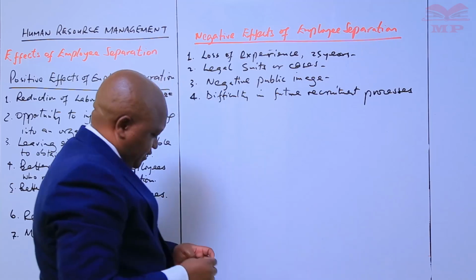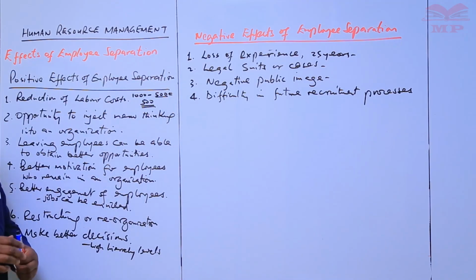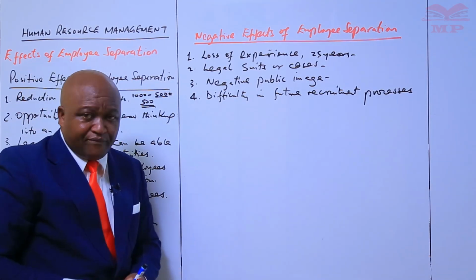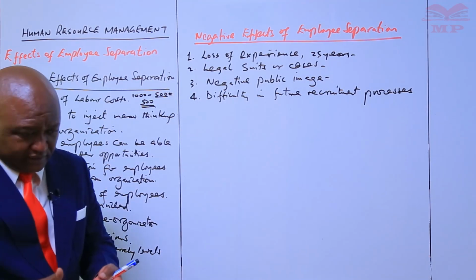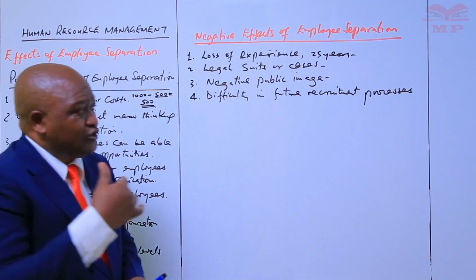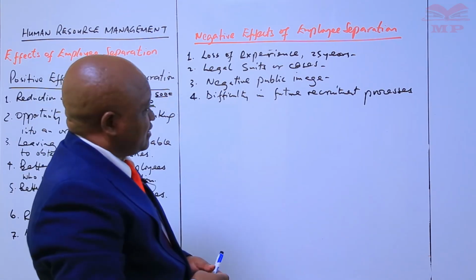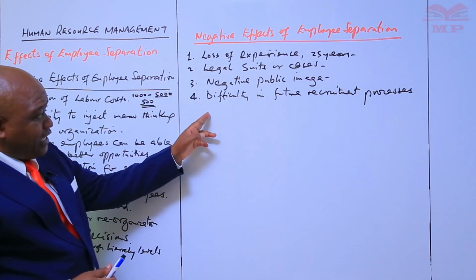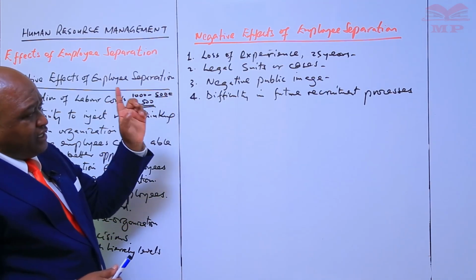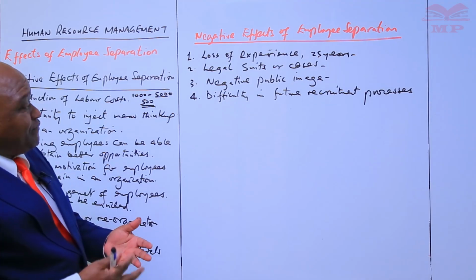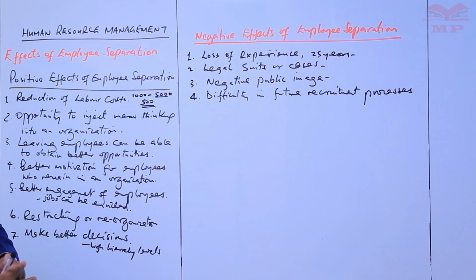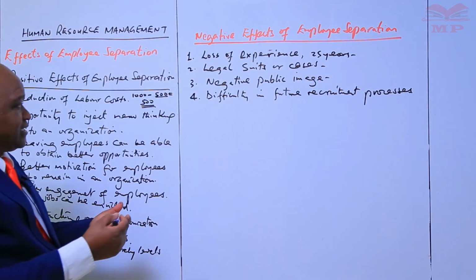So what happens if an organization advertises for jobs in the year, say, 2017, then in the year 2019, they terminate the services of very many workers? Supposing in the year 2020, they also want to recruit, then prospective workers will be very skeptical that you may be employed in this organization, then with time your services may be terminated. So that again becomes a challenge in relation to future recruitment and selection.